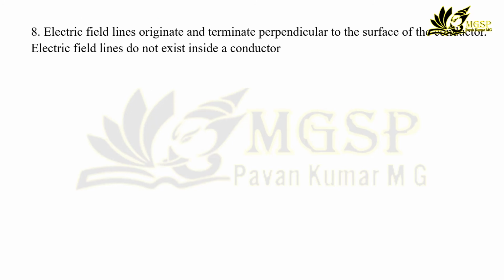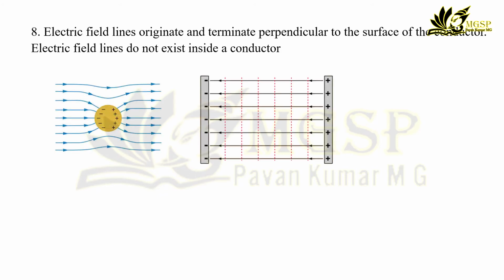Next, electric field lines originate and terminate perpendicular to the surface of a conductor. Electric field does not exist inside the conductor. You can see here the electric field originates at the positive charge and terminates at the negative charge. Electric field doesn't exist inside the conductor. And also the field lines are perpendicular to the surface. If I consider this as a surface, they are perpendicular.